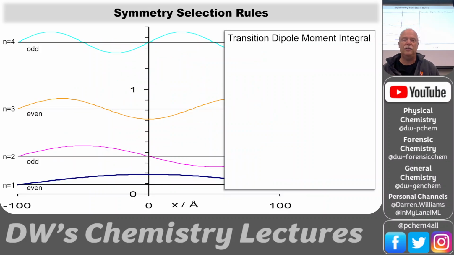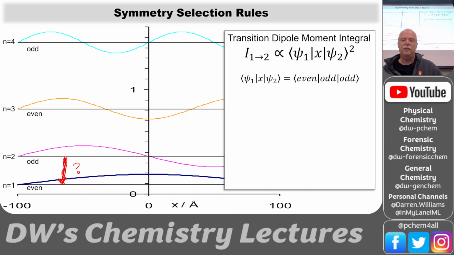So let's practice. Let's do the transition dipole moment integral for this piece right here. So we're going from wave function 2 to wave function 1. So let's say we're going down like this. And I have a question mark here, like, is this allowed? Okay. So we can look at this equation and we can say, well, these are the symmetries of those functions.